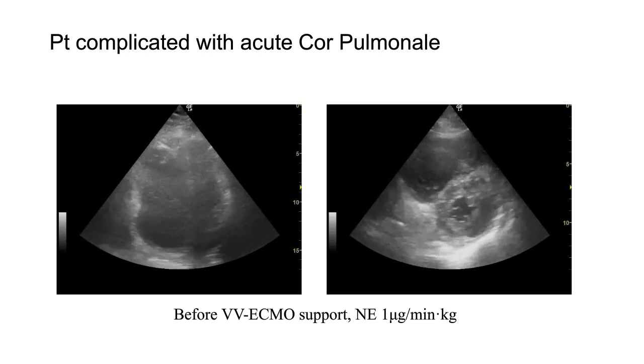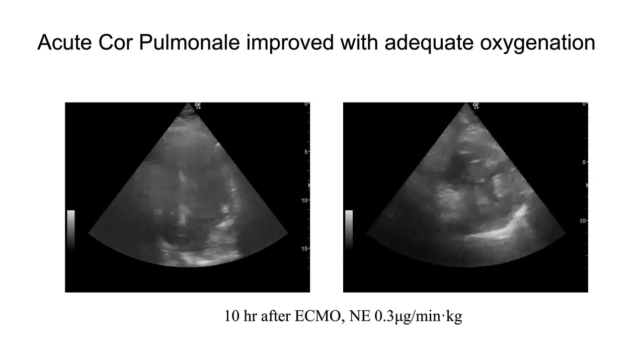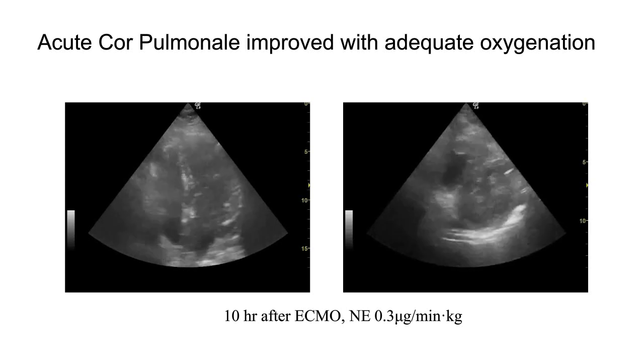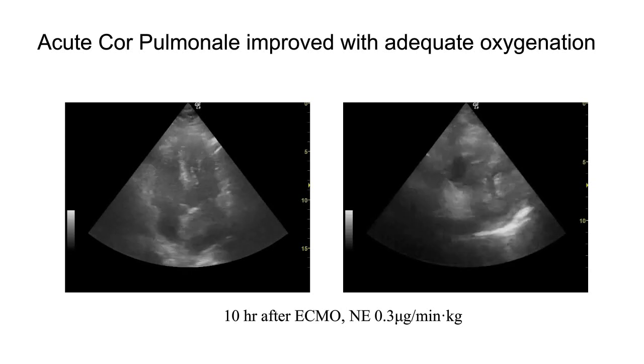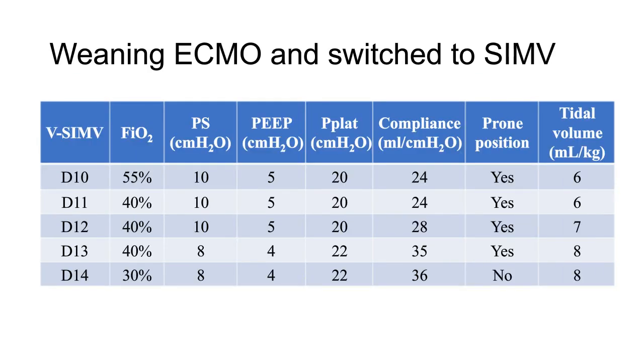So after 10 hours of ECMO, you will see the echo condition significantly improved. And also the norepinephrine is going down to 0.3 micrograms per kilo per minute. So this is the shock, if we improve the hypoxemia, the condition will be improved. So this is her treatment on ECMO for 9 days, and also this is slowly improved for her. And we weaned off the ECMO for her on day 10 with mechanical ventilation.